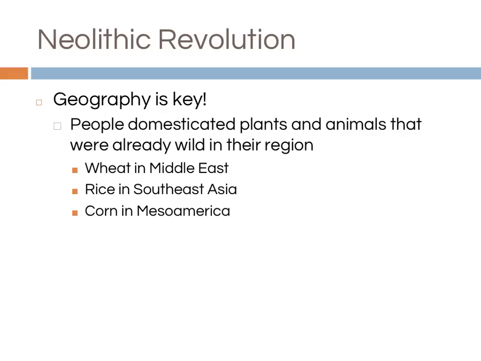So this is just another important point. One thing that we're going to talk about over and over in Chapter 1 is that people are entirely dependent on their geography. Everything they do depends on their geography, where they are, what the temperature and climate is like, what resources they have. So people domesticated animals and plants, just like I said on the last slide, that were already wild in their region. So wheat in the Middle East, rice in Southeast Asia, corn or maize in Mesoamerica, which is like Central America.